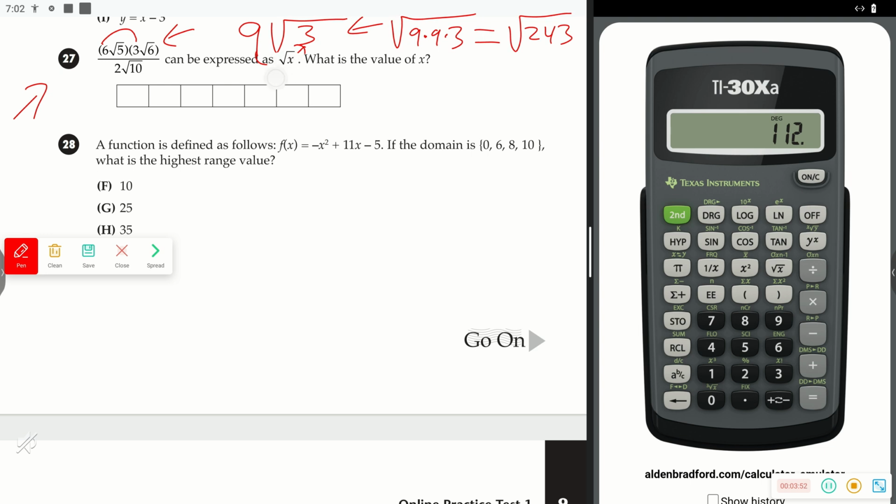Now again, it only asked us for the value of x. The value of x in this case is 243. So we would write 243. Again, you shouldn't have these multiple boxes. You're probably just going to have one box where you would write 243. And that's the answer to 27.